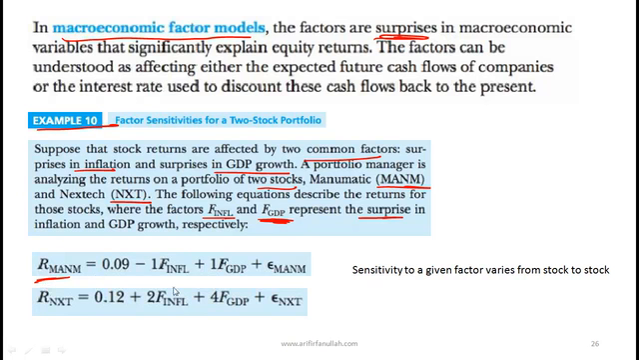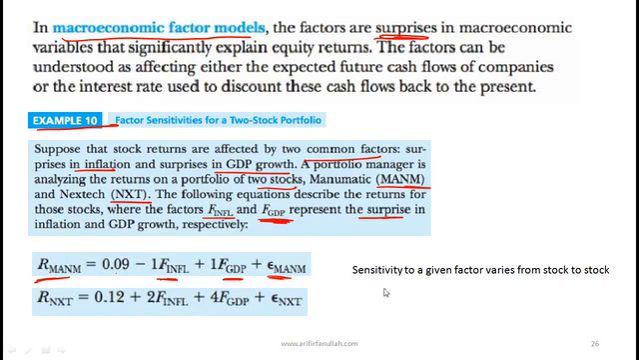Exactly. So since these are the unexpected surprises, what's the expected value? Expected values are 0, 0. What's the expected value of the error term? 0. So the expected value of the return here is this. Expected value of the return here is 0.19, and then anything else comes based on surprises.